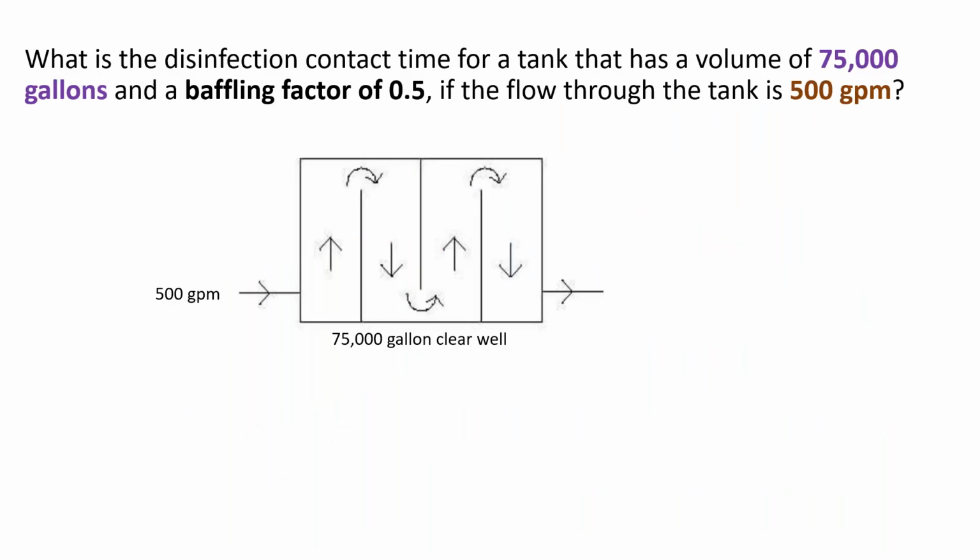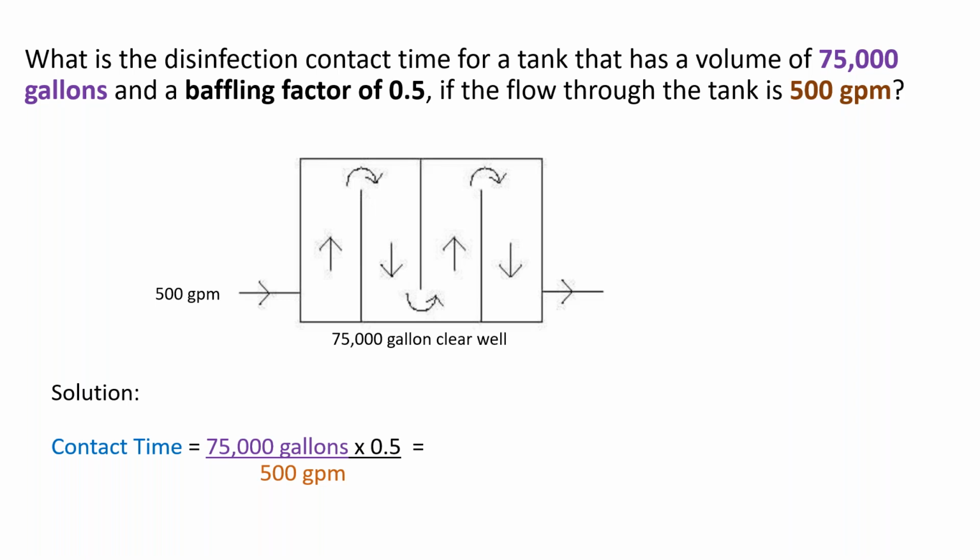Now here's an example here. We're going to calculate the disinfection contact time for a tank that has a volume of 75,000 gallons, and we're going to say it has a baffling factor of 0.5, and the flow through the tank is 500 gallons a minute. So if we put our information in our formula, we have the volume 75,000 gallons multiplied by that baffling factor of 0.5, and then we divide that by 500 gallons a minute.